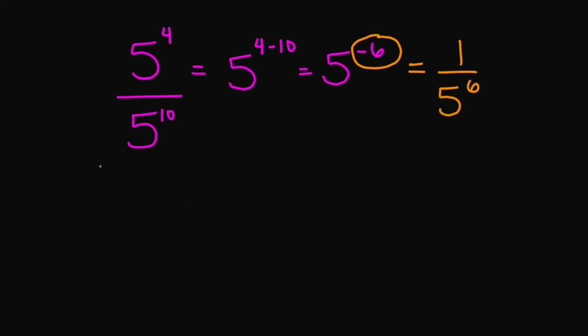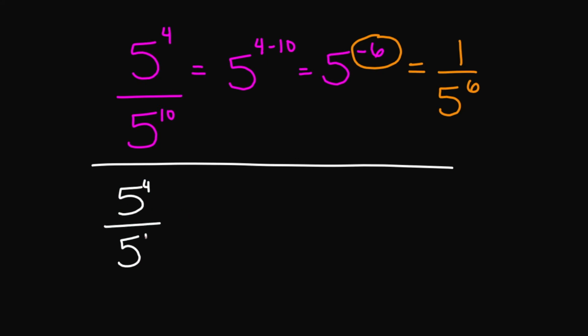And remember, you can do this another way as well. You can just do 5 to the 4th over 5 to the 10th. You can just go ahead and bring your 4 down to your denominator since this number is larger. So you can do 1 over 5 to the 10 minus 4, and this is going to give you 1 over 5 to the 6th. You do get the same answer.